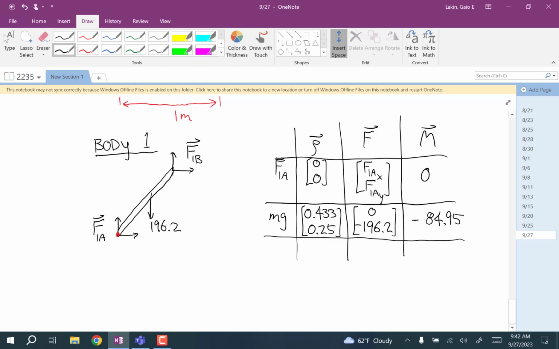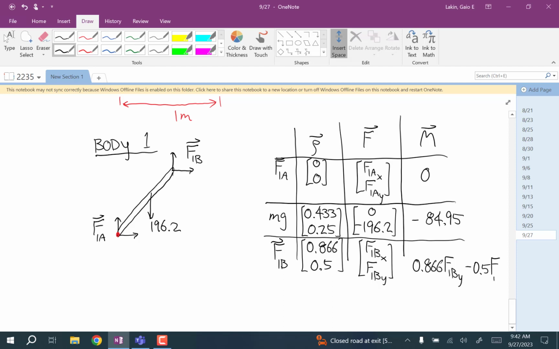And then the last one is F1B. The row vector is 0.866, 0.5. Force vector is F1BX, F1BY. And so the cross product is 0.866 F1BY minus 0.5 F1BX.